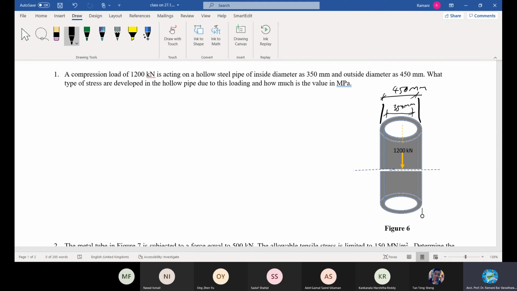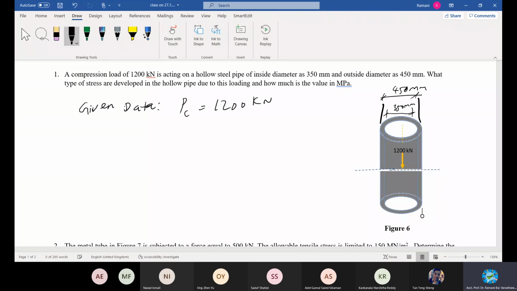So the internal diameter is given as 350, the external diameter as 450. When you write the given data for solving any problem, you should start with the given data. Number one, the compression load is given as 1200 kilonewton, right? 1200 kilonewton.